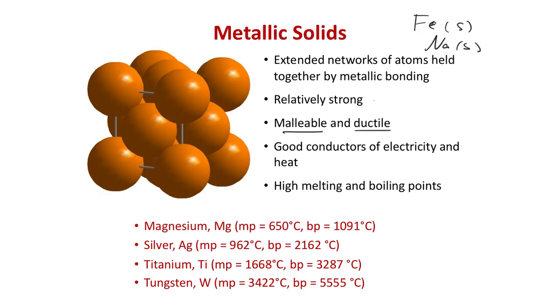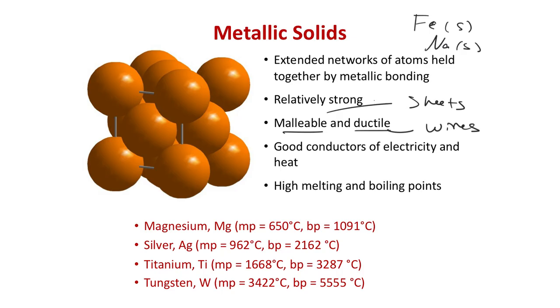So malleable means that they can be pounded into sheets. So you can make sheet metals, and then ductile is stretching into wires. So you can make metals into sheets out of most metals.